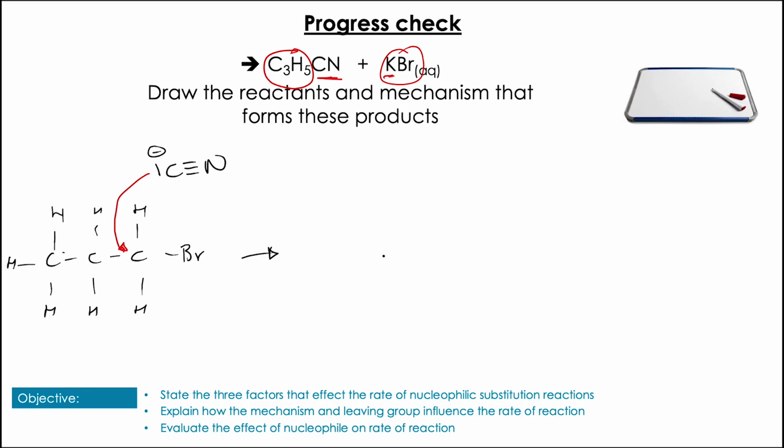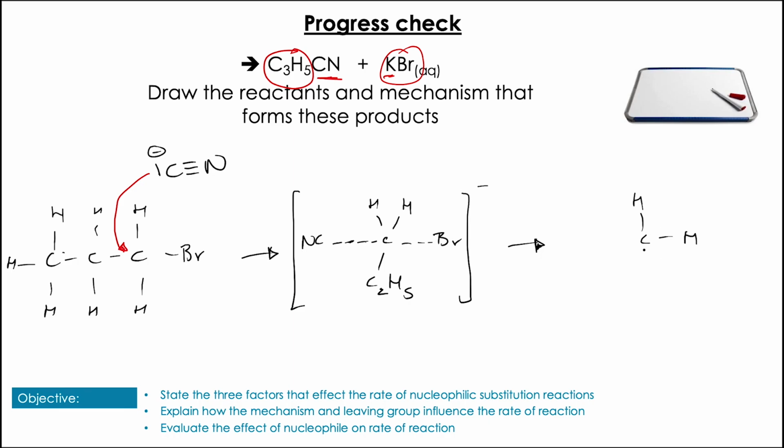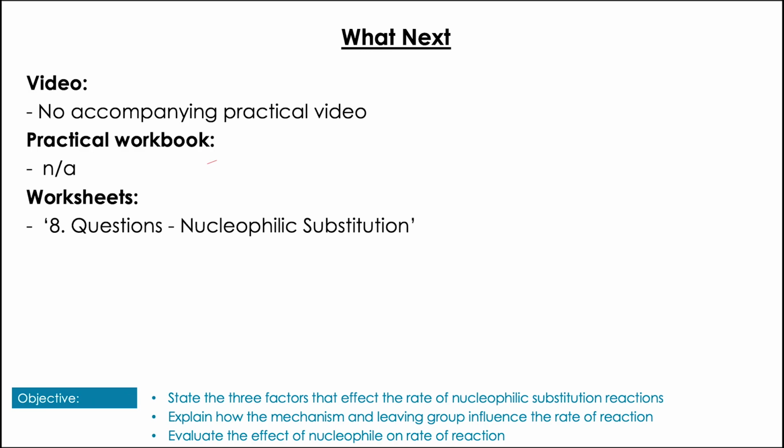Then we just do our regular old substitution. Here, it's going to be an SN2 reaction because we've got another primary halogenoalkane, so we form another intermediate anion, and it is an anion this time because CN is negatively charged, then forms both products that they gave us in the question. So, no other videos to go with this one.